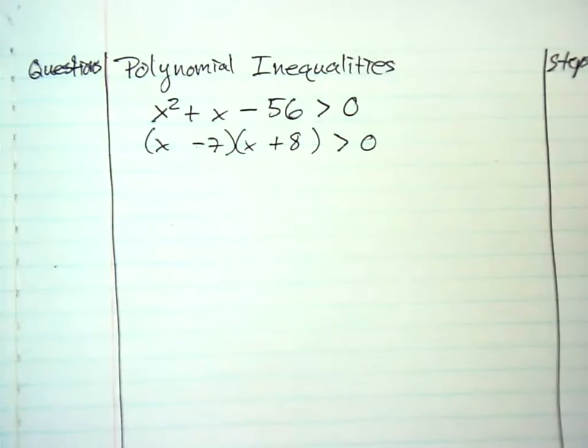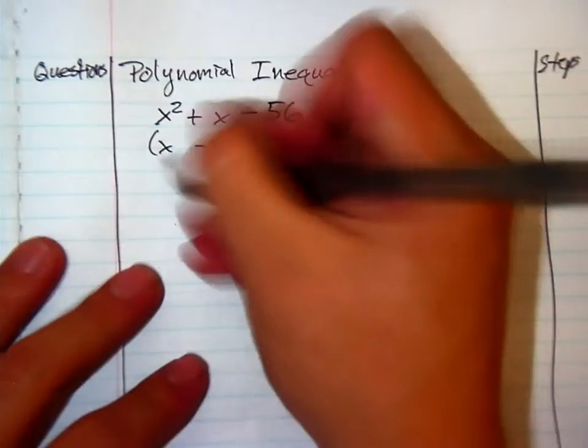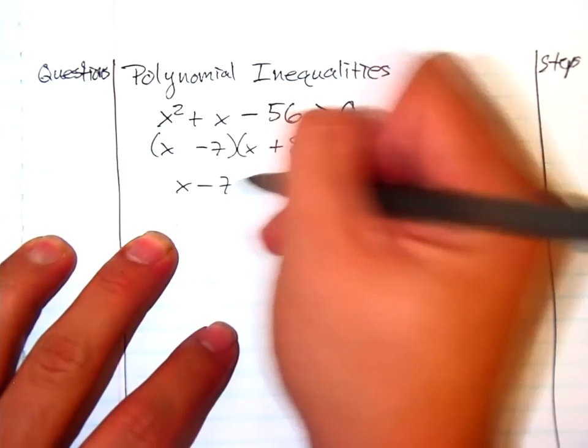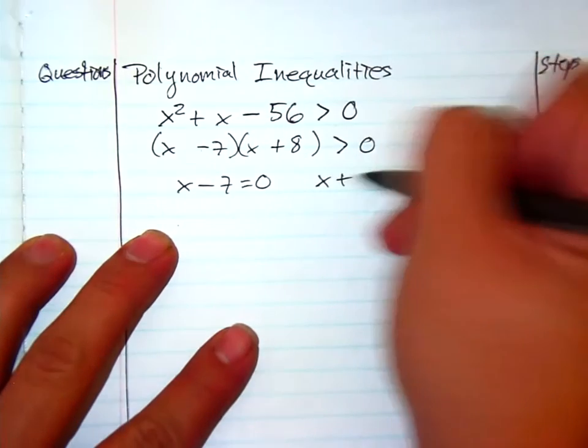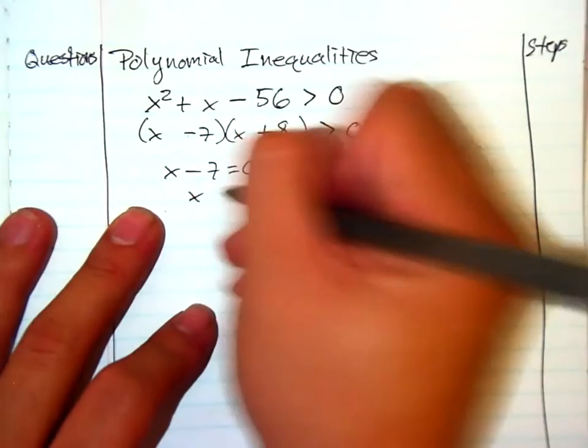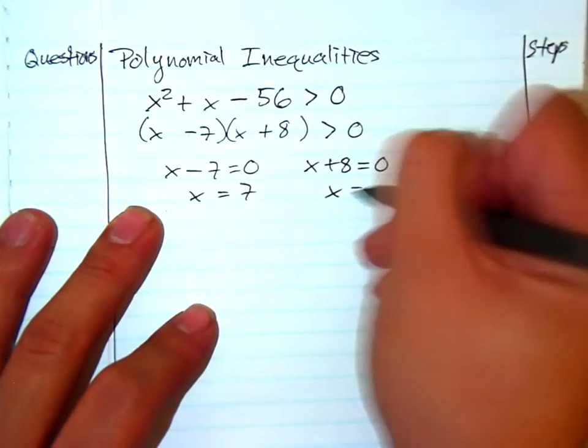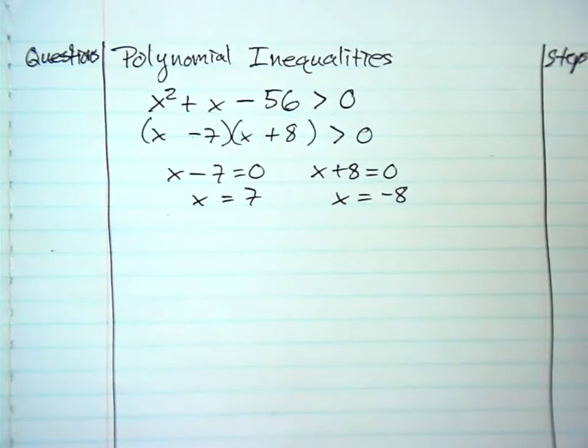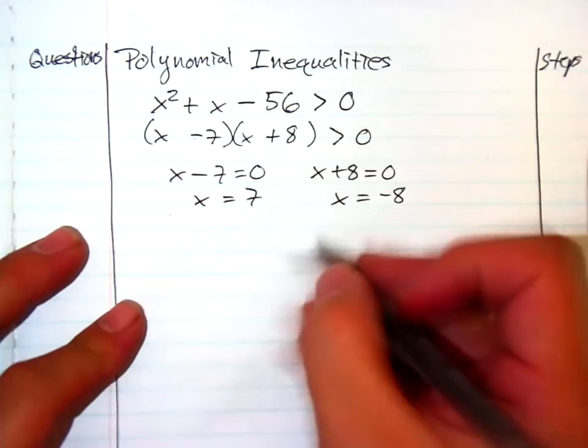Now here's the tricky part. In order to find my zeros, I actually need to set my terms equal to 0. So even though we're dealing with inequalities, we're actually going to set these equal to 0 and find our zeros first. So x equals 7 and x equals negative 8. So here are my important points on this whole domain.